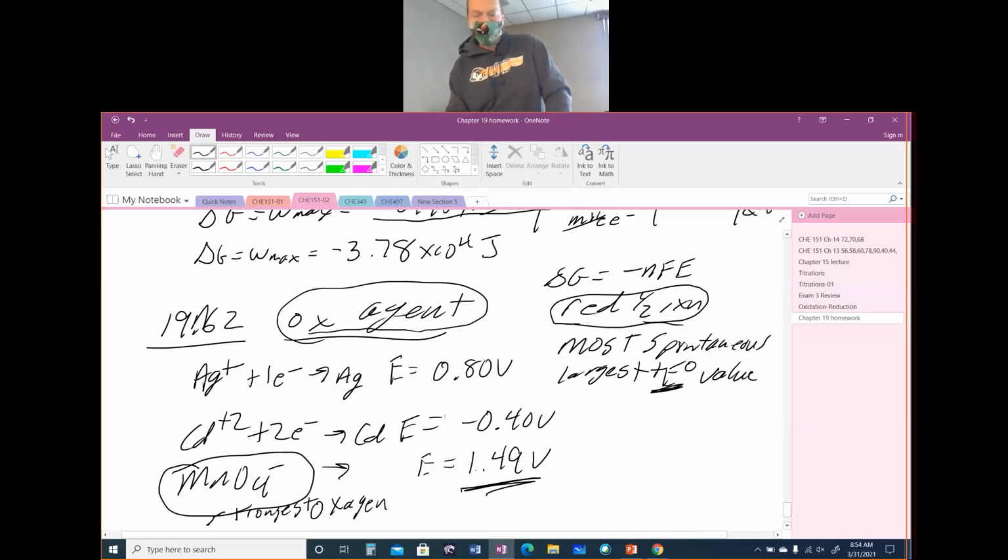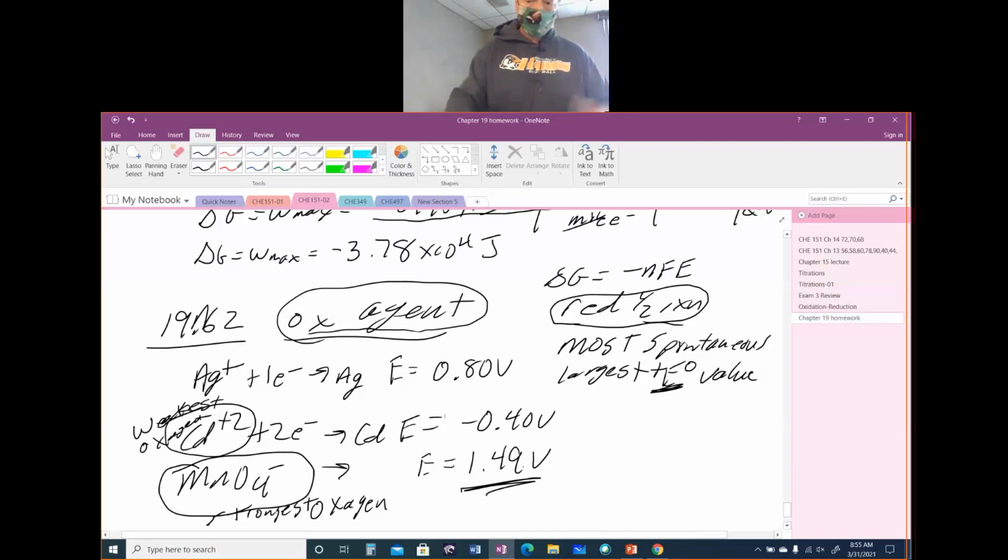Because it is the most positive E value for the reduction half reaction. And this is your weakest oxidizing agent because it has the least positive, it's actually negative, value for your E. So the smallest value, negative 0.4, that's the weakest oxidizing agent, cadmium plus 2. The most positive is the MnO4 minus, so that is your strongest oxidizing agent.